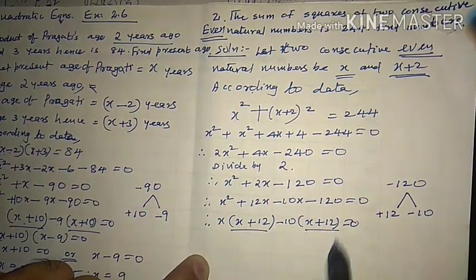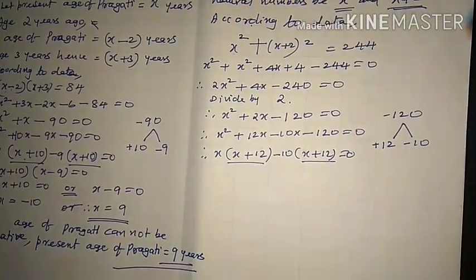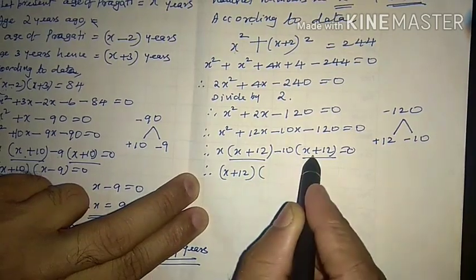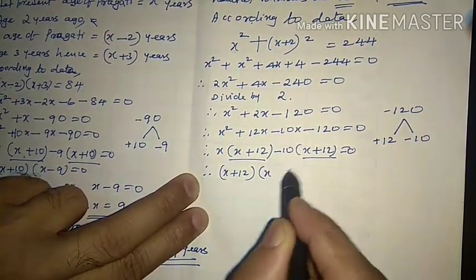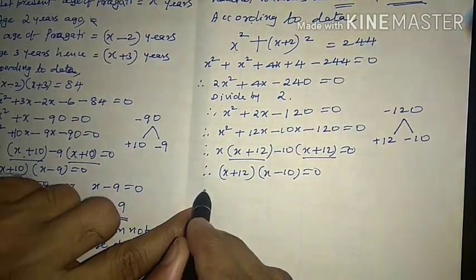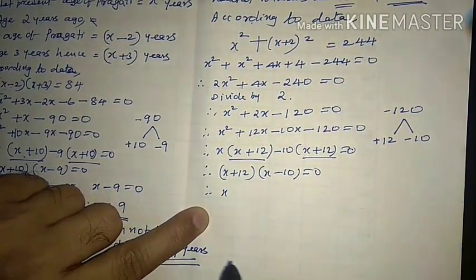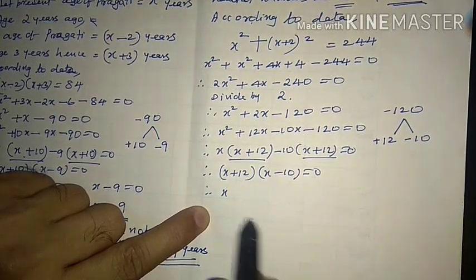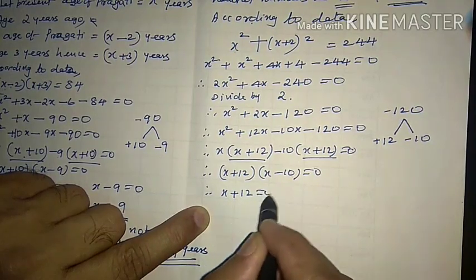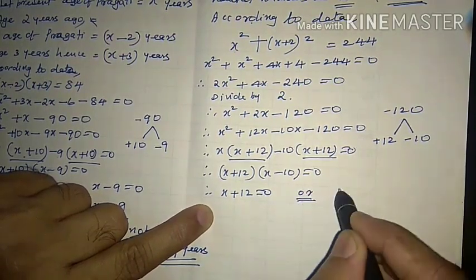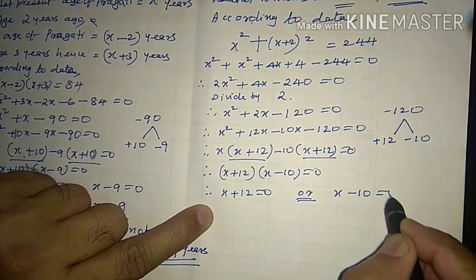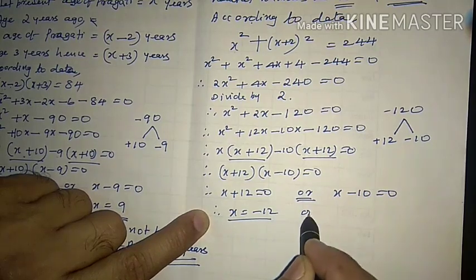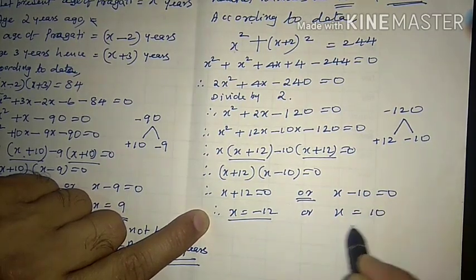Now this x plus 12 common factor we take out. Therefore, (x plus 12) into (x minus 10). The product of two terms is 0. It means either the first is 0 or the second is 0. If x plus 12 is 0, x is equal to minus 12, or if x minus 10 equal to 0, x is equal to plus 10.